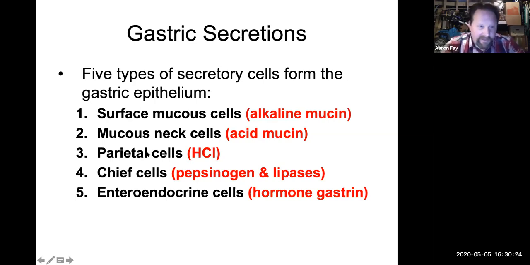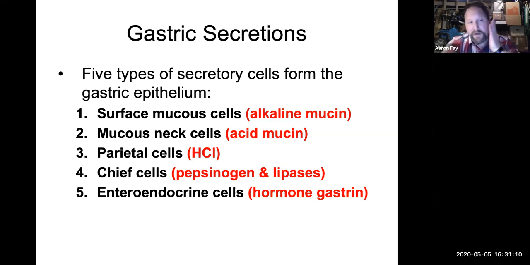Now, parietal cells, the job of the parietal cells are to produce hydrochloric acid. How they do that, I will save that for physiology, but that's what they're going to do. Chief cells are going to produce pepsinogen and lipases. So lipases, we mentioned, are necessary for breaking down fats. We saw those in saliva. Pepsinogen is a precursor for something called pepsin. And pepsin stands for peptide. Peptide are another name for proteins. So pepsinogen is going to turn into pepsin, and pepsin breaks down proteins.